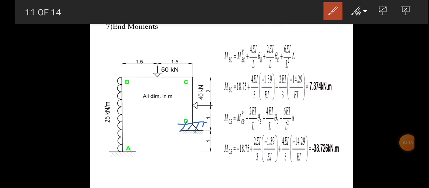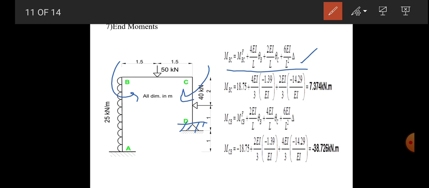Now let's calculate end moment for beam BC. End B, formula is MBC is equal to MFBC plus 4 EI by L theta B plus 2 EI by L theta C plus 6 EI by L square delta. Now here all terms will be present because there is rotation at end B and C, and delta also for the column. Now here the delta term will not be here because we are talking about the beam BC.